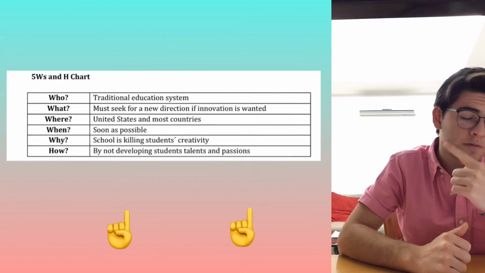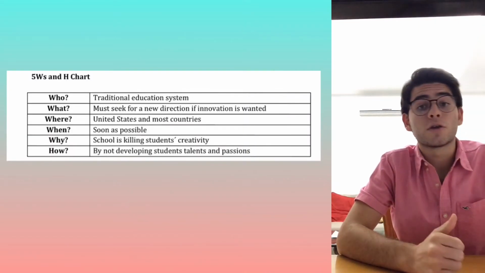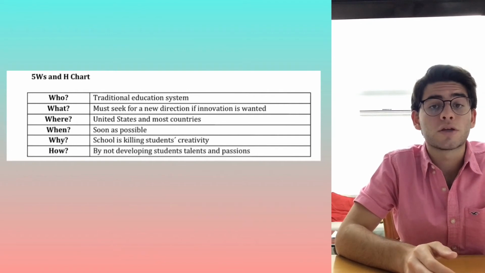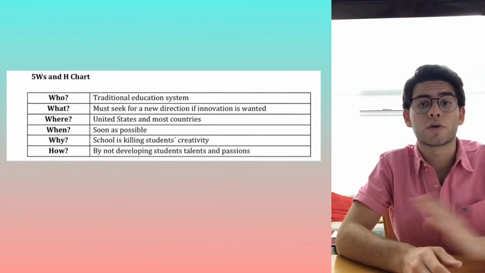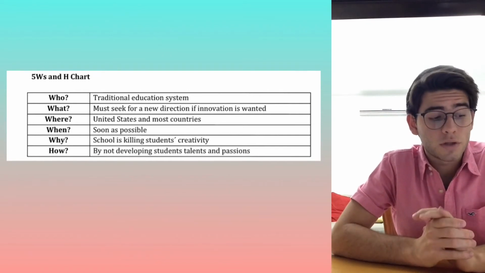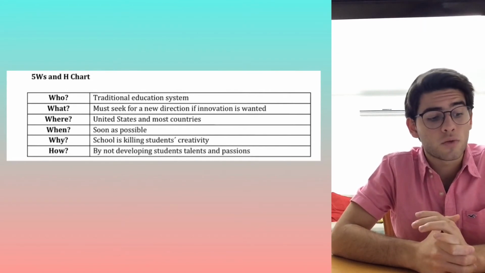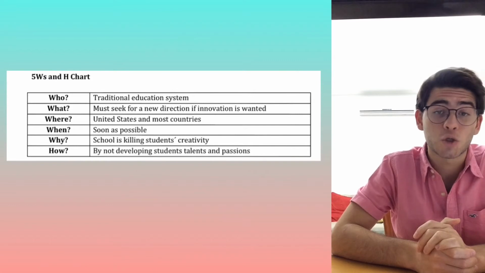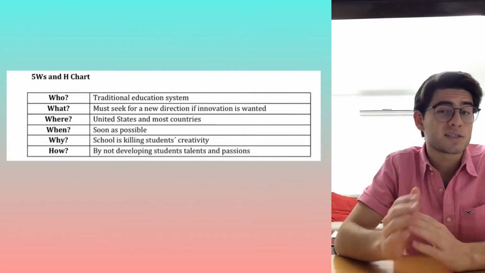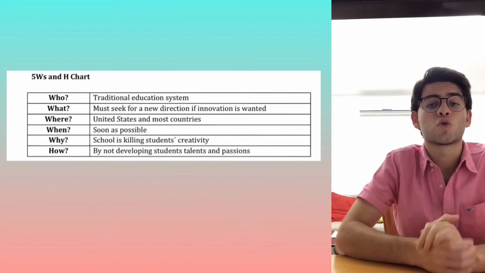The next step into the pre-writing process is the 5W and H chart. So as you can see in this part of the screen, you have my 5W&H chart. So we're going to check this together. The first thing you have to put in there is the who. Who are you talking about? In this example, we're talking about the traditional education system. Next step. The next one is what.